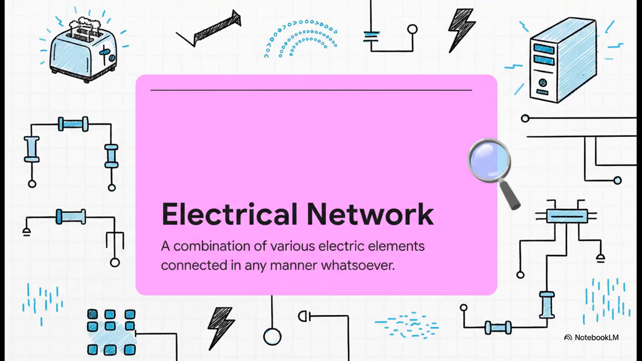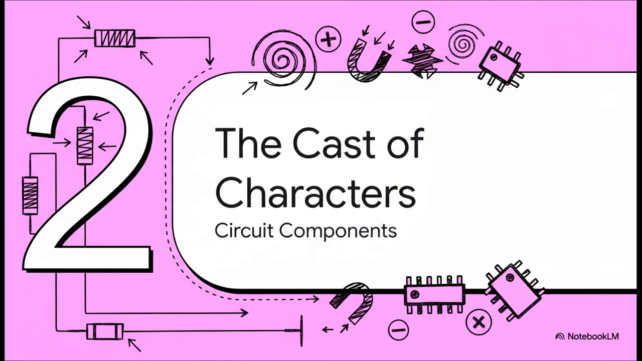When you get right down to it, every single electronic device, I don't care if it's a simple toaster or a massive supercomputer, it's just a collection of these electrical elements, all hooked up together. So to understand how the whole thing works, we first have to meet the key players. All right, let's get to know this cast of characters, the building blocks of every circuit. The best way to do this is to group them into a few key categories, which really helps us understand the different jobs they all have.